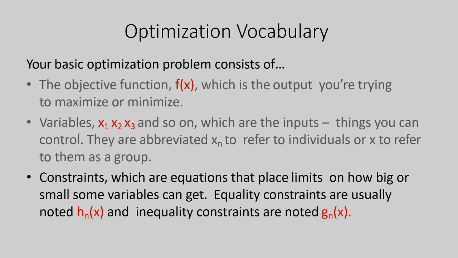When we talk about constraints, they are the equations or functions we are going to use. Constraints are equations that place limits on how big or how small some variable can get. There are two kinds of constraints. The equality constraints are represented as h n of x, with suffix n, and the inequality constraints are represented as g n of x.